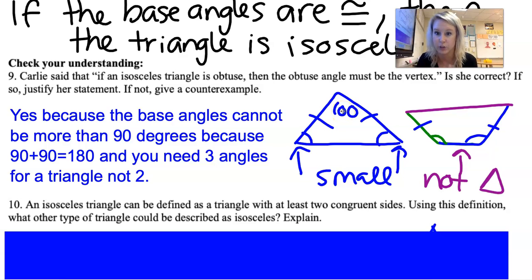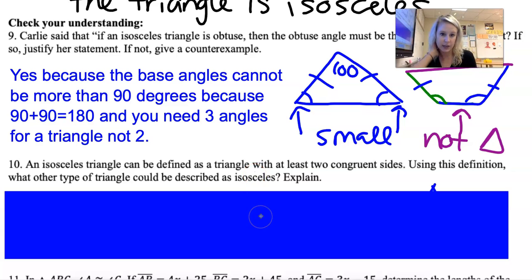So for example, 100. If you have 100, you can't have another obtuse angle in a triangle because 100 and 100 is 200, and we've already taken all of our points away for a triangle, okay? So you can't have two obtuse angles in a triangle. It's physically impossible. Look, I tried to make an obtuse angle here and an obtuse angle here, and I did not get a triangle, okay? So if you have an obtuse angle, it's got to be the vertex, okay? Because I cannot have two large angles.